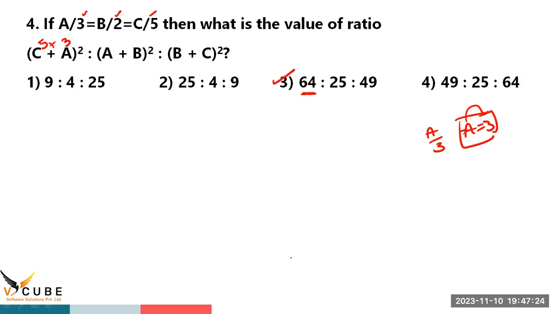Do you check all the remaining? It is not necessary. If you want, check for your satisfaction. What is the a value? 3. What is the b value? 2. 3 plus 2 is 5. 5 square is 25. What is the b value? 2. What is the c value? 5. 2 plus 5 is 7. 7 square is 49. Clear, all of you? Okay, sir.